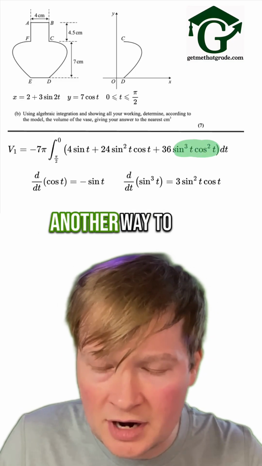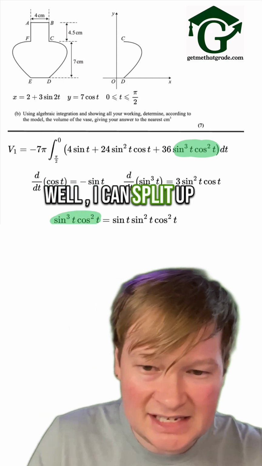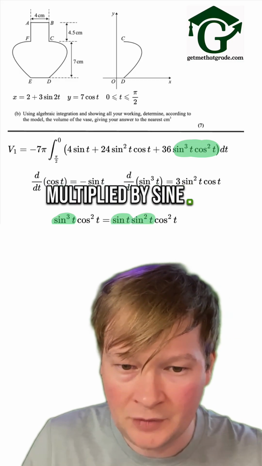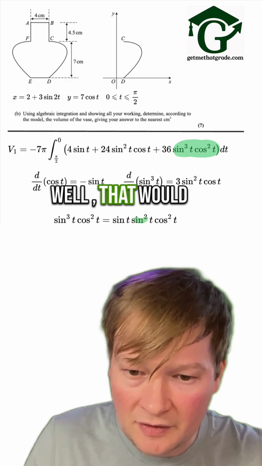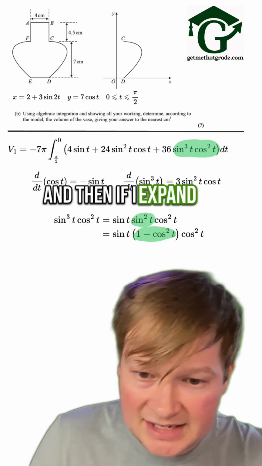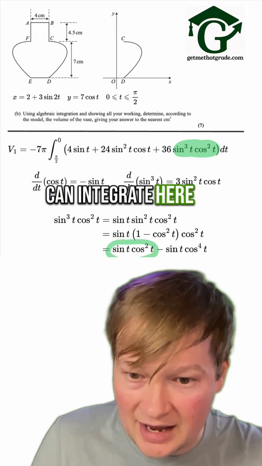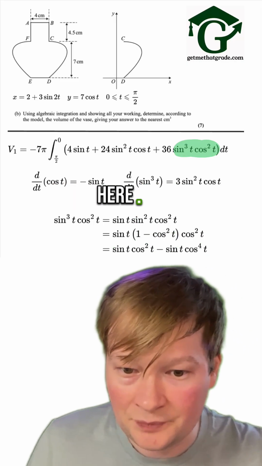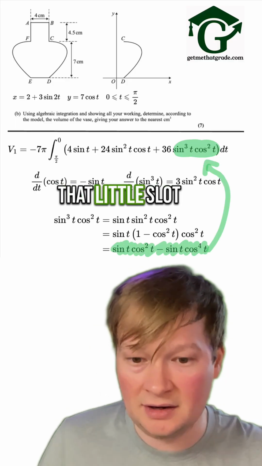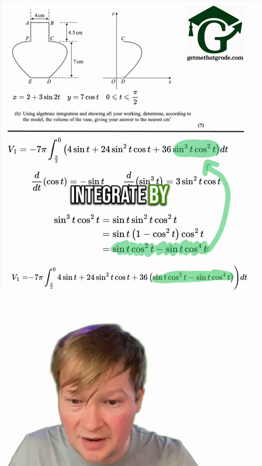I wonder if there's another way to write this. So sine cubed cos squared. Well, I can split up the sine cubed into sine squared multiplied by sine. Why would I do that? Well, that would mean that I can replace the sine squared with 1 minus cos squared. And then if I expand the brackets here, I'm going to end up with something that I can integrate here and something that I can integrate here. So that's what I'm going to replace in here. That's going to go in that little slot, as you can see here. And now everything is ready to integrate by inspection.